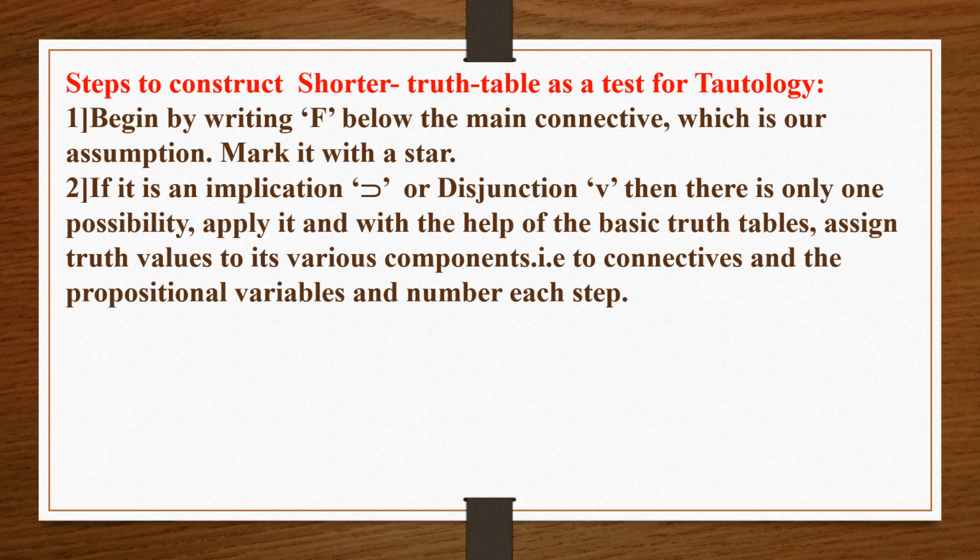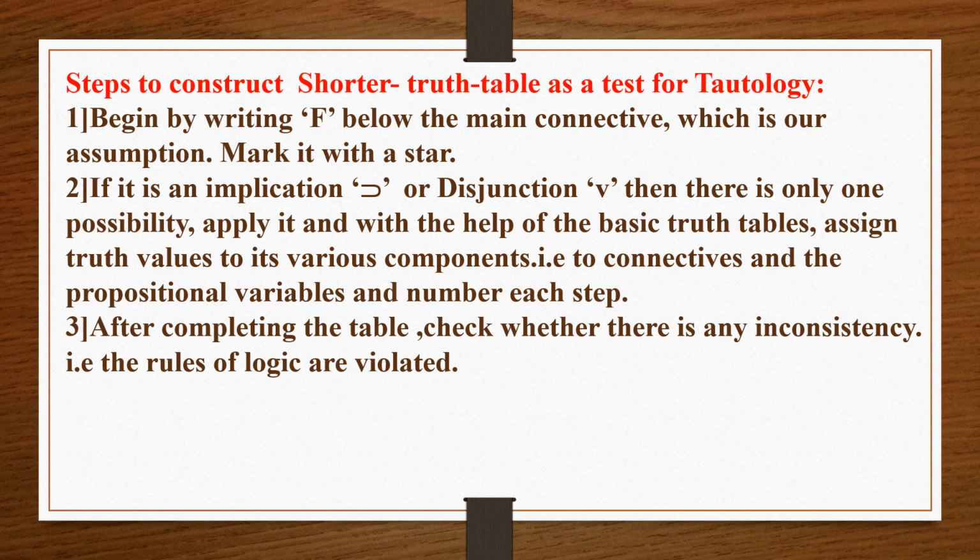If the main connective is an implication or disjunction, then there is only one possibility under which it is false. So apply it, and with the help of the basic truth tables, assign the truth values to its various components, that is, to the connectives and the propositional variables. Also number each step. After completing the truth table, check whether there is any inconsistency, whether the given rules of logic are violated or not.